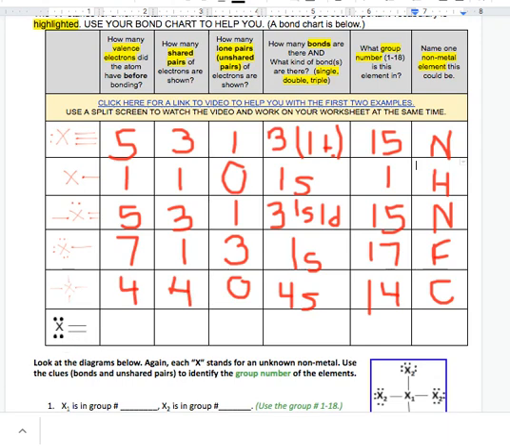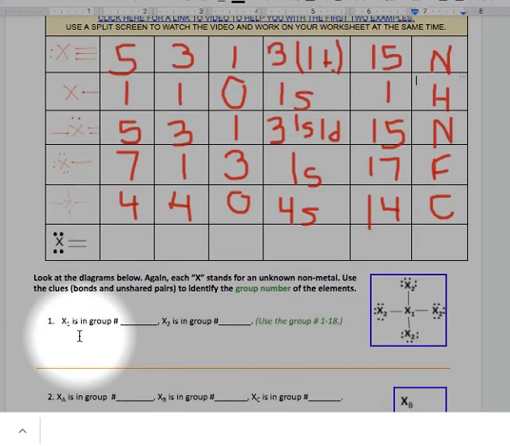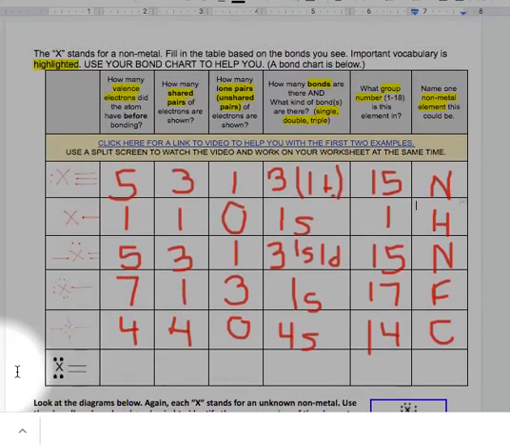Last one here, I see 2 bonds and 2 unshared pairs, or 4 unshared electrons, 4 dots. And so when I'm counting how many valence electrons, I count 1 in each bond, 1, 2, and then 3, 4, 5, 6. How many did this atom have?